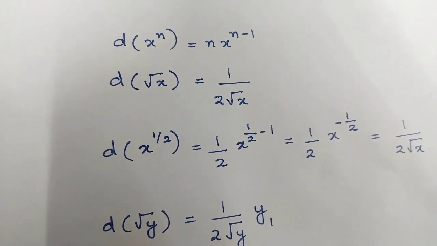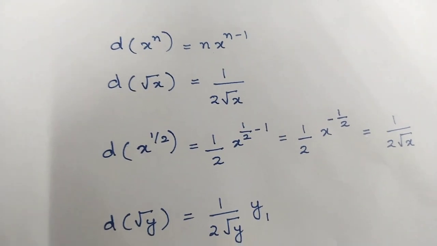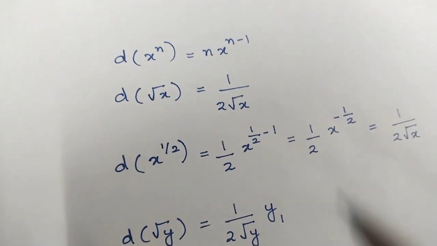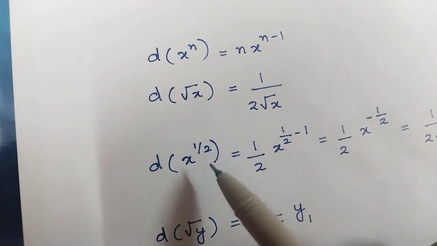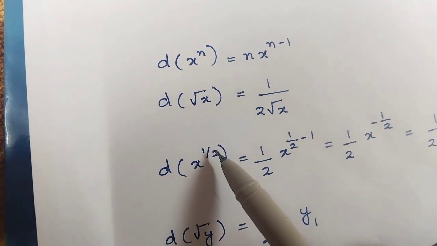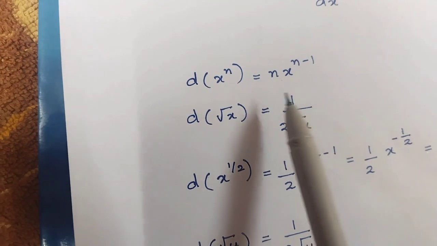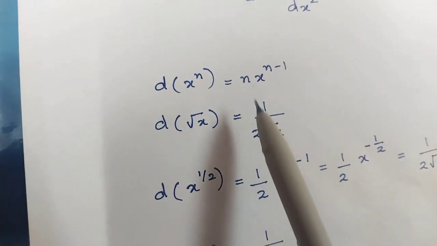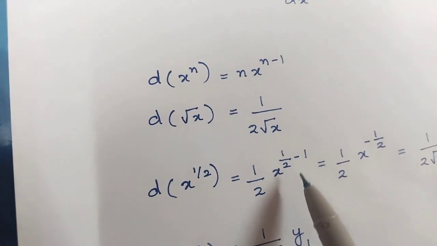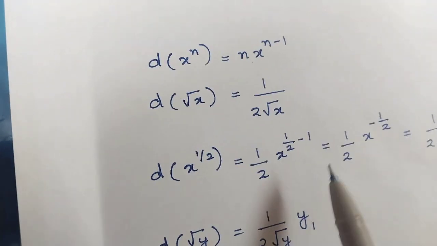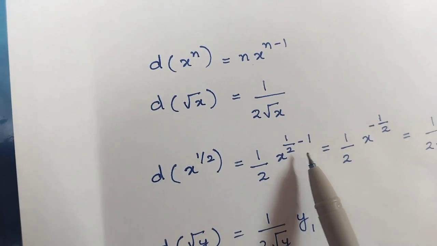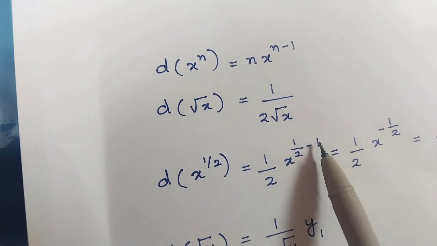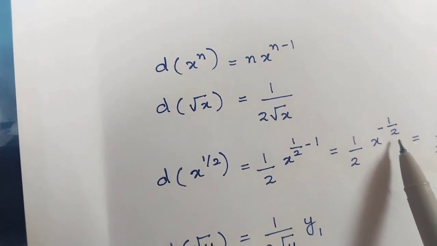Differentiation of x power n is n x power n minus 1. Differentiation of root x is 1 by 2 root x. Here you've got root x, so you can write it as x to the power 1 by 2. So 1 by 2 you treat as your n. When you're treating n to be 1 by 2, you substitute it here. So it will become 1 by 2 x to the power 1 by 2 minus 1. When subtracting 1 by 2 minus 1, you have to take the LCM, which is 2. So it will be 1 minus 2 by 2, which becomes minus 1 by 2.